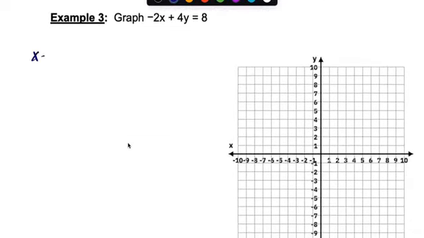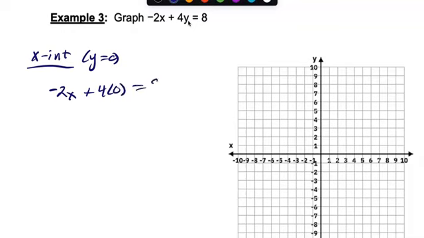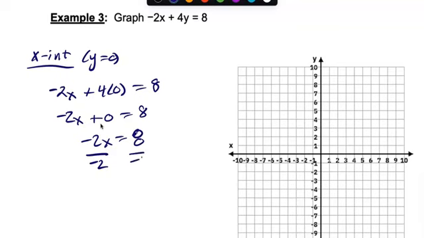So I'm going to find the x-intercept. We're going to let y equal 0. So we're going to go into our equation and substitute 0 in for y. It looks like this: negative 2x plus 4 times 0 equals 8. So then I get negative 2x plus 0 equals 8, so negative 2x equals 8. The 0 just goes away because 4 times 0 is 0. Divide by negative 2, so I get x equals negative 4.